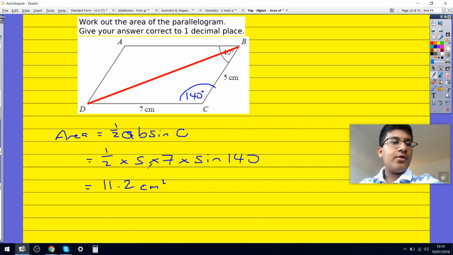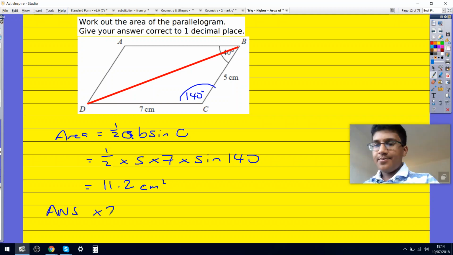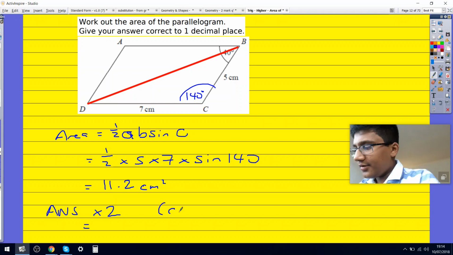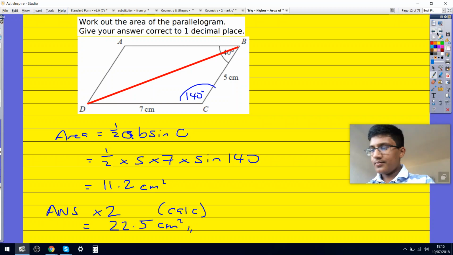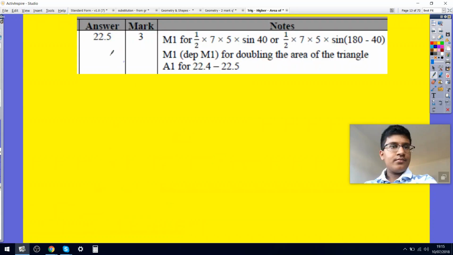So we multiply this by 2, isn't it? Correct. So, because we have 11.2 there, we'll keep the calculator answer and then multiply that by 2. So answer times 2. So that gives us 22.5 centimeters squared to 1 dp. Well done. And you were right, because then you would get 22.4. And this was 22.5. That's it. Yeah, you're correct.